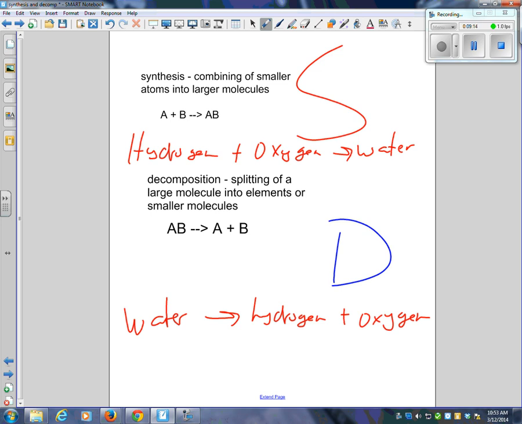Okay? All I need you to know is how to classify it as an S or a D. I'm going to give you a worksheet here. It's not going to be that hard.